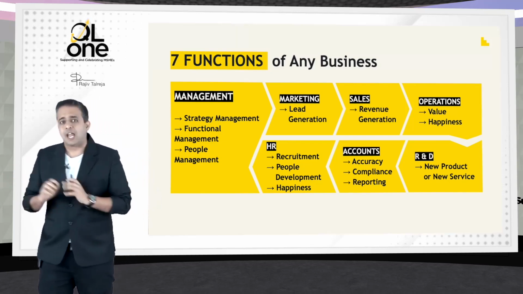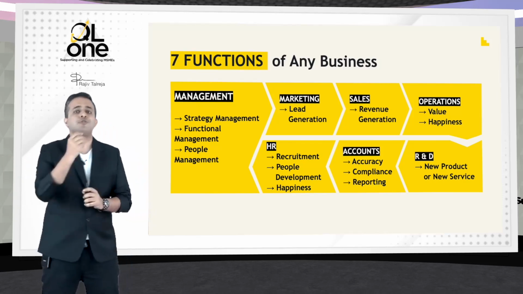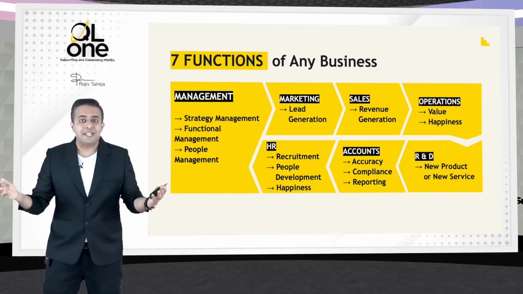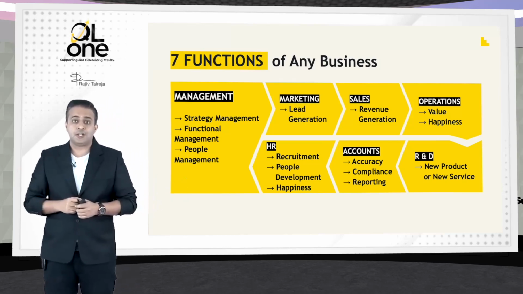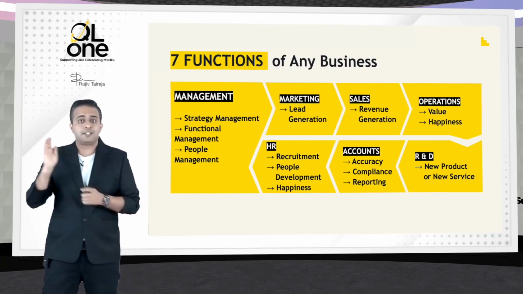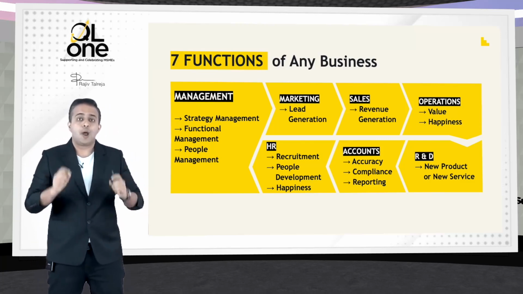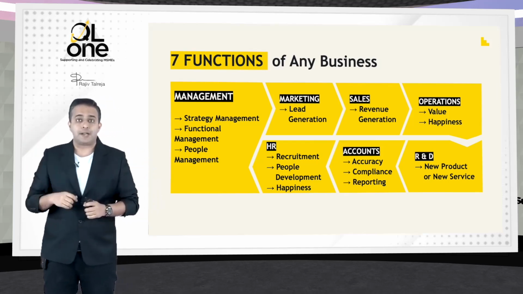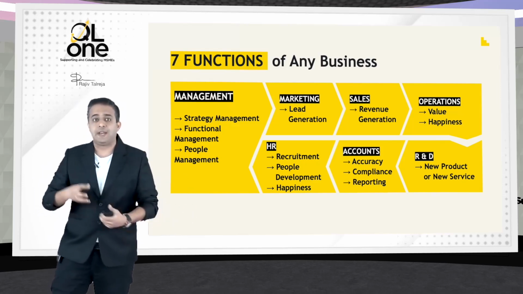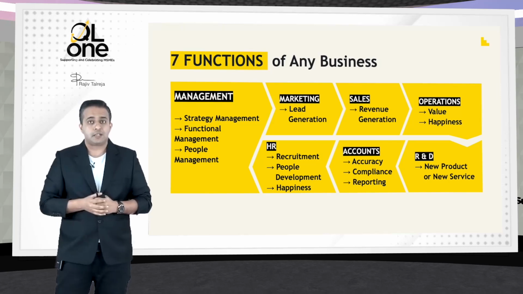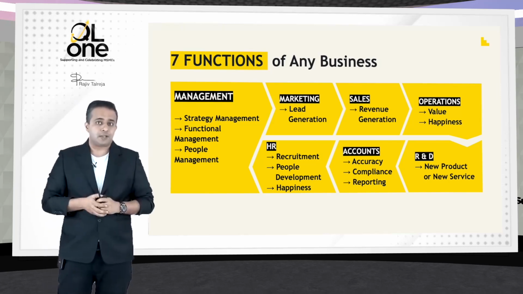R&D needs to happen on a timely basis. At least once in 6 months or once a year you need to launch a new product or service to be in the news to create that buzz about your business. Accounts has to happen consistently for making sure that there's accuracy, compliance and reporting. HR needs to happen on a timely basis when it comes to recruitment. And HR activities need to be consistent when it comes to making sure employees are happy and people development initiatives are taken care of. Management needs to be done consistently.